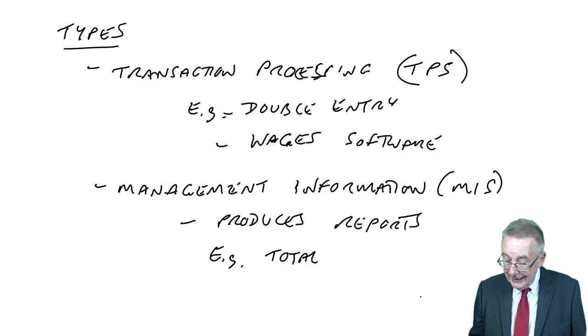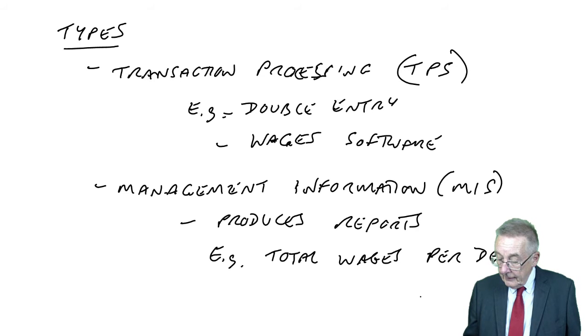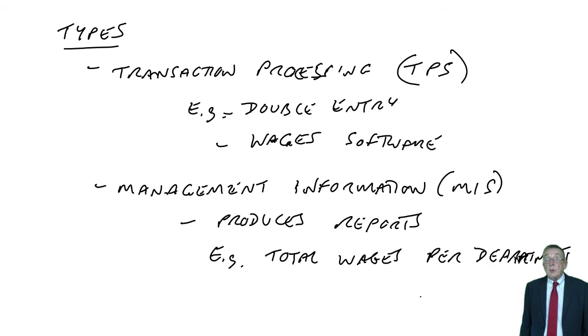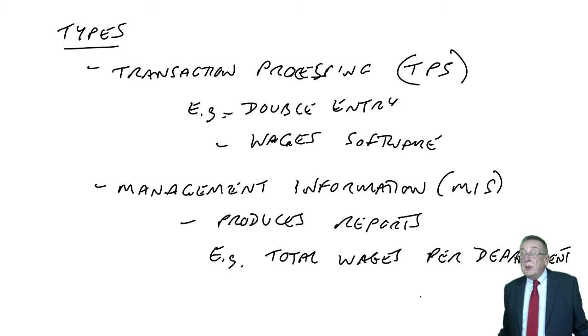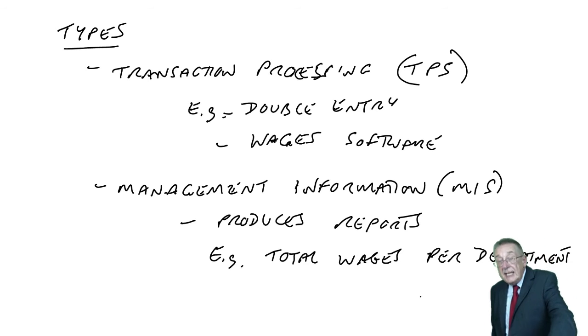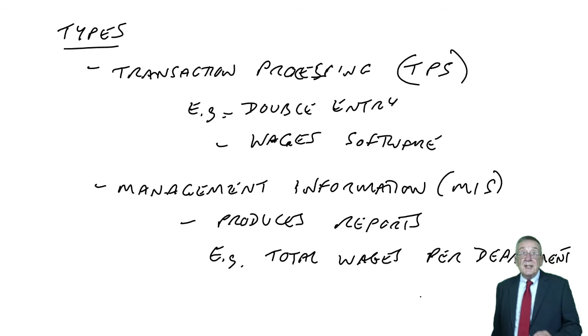Total wages per department. Now, different companies need different reports, obviously. We need to plan in advance what reports we need. But if the total wages per department are something that's important to us, then the MIS will have been designed such that every month out comes this report. Again, it gets the data from transaction processing, but it's just summarising it, giving us this report.